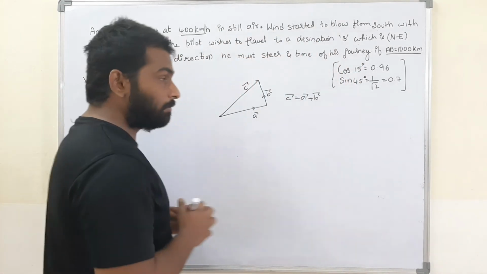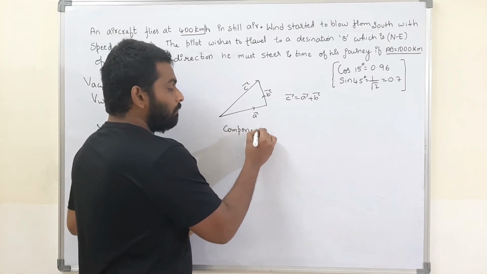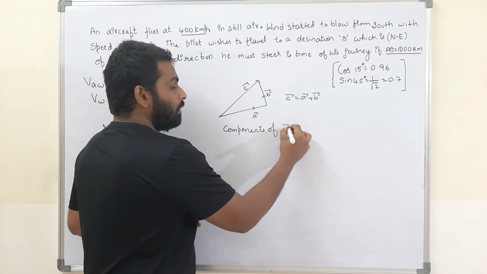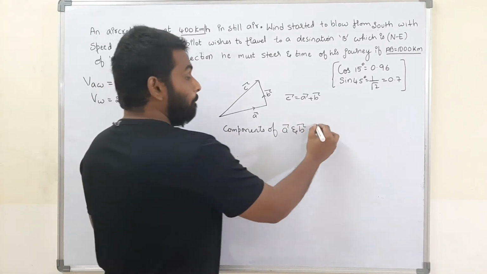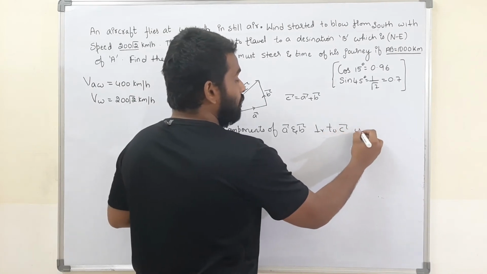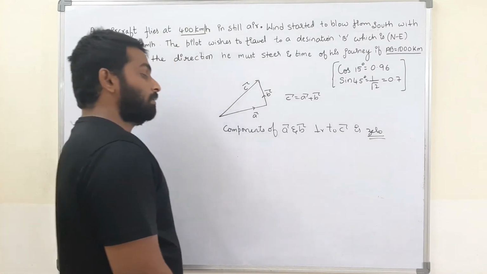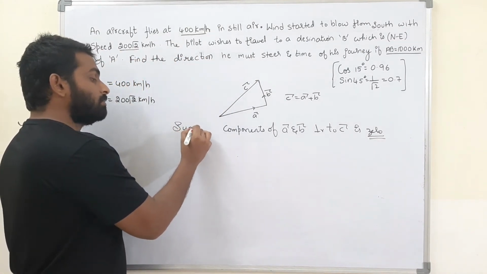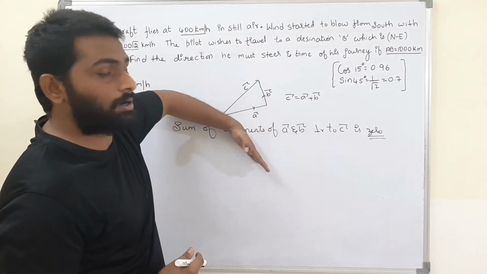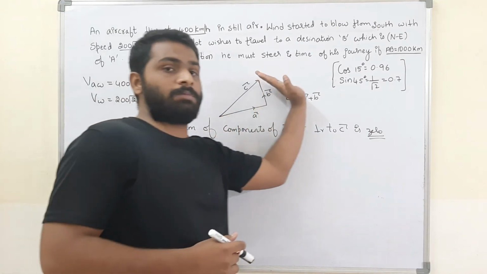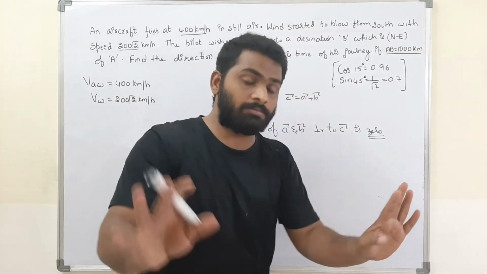Now always remember, the sum of the components of A bar and B bar perpendicular to C bar is always 0. That means if I resolve A bar perpendicular to C bar, and if I resolve B bar perpendicular to C bar, the sum of the components of A bar and B bar perpendicular to C bar is always 0.